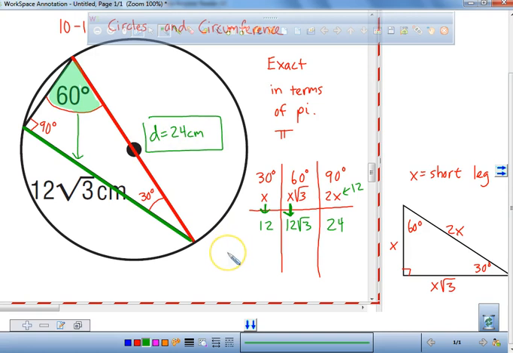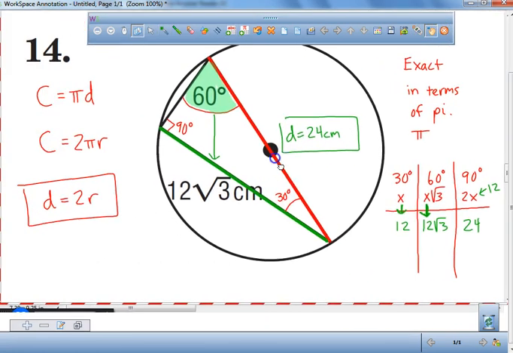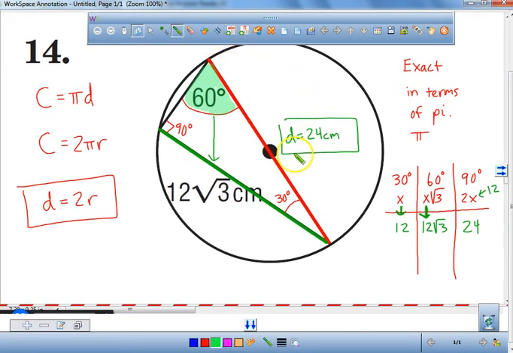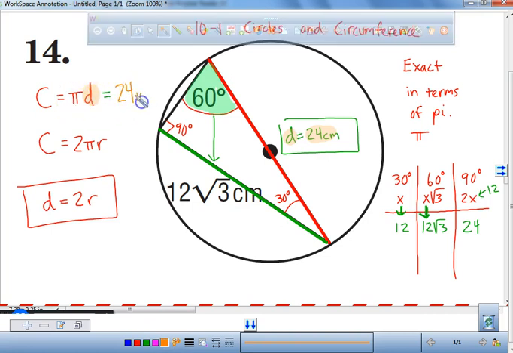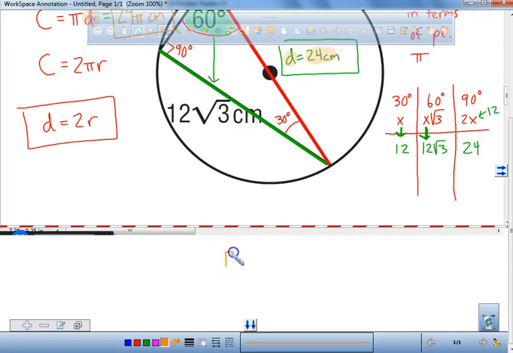That's important information, people, because now I know the length of my diameter. So now that I know that length, I'm going to highlight it in orange. Where am I going to plug it in? Right there. So what is my circumference going to be equal to? 24 times pi centimeters. That is your answer for the exact circumference in terms of pi. So once again, I'm going to write exact circumference.